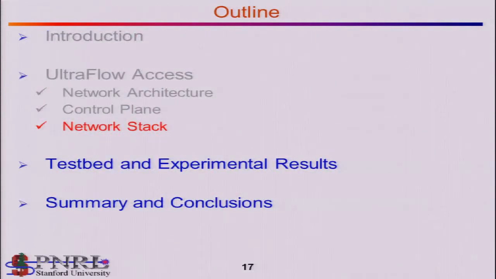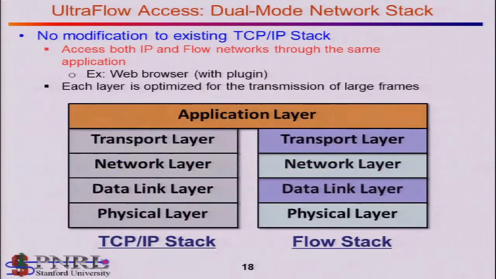Okay, so now let's go further up the layers of the network stack. There are two main goals for us in designing a full network stack for the flow transmissions. The first goal is to keep the current TCP/IP stack intact so as to minimize the impact of the new service on the existing systems. Another goal is to optimize each layer for reliable and flexible transmission of the flow files.